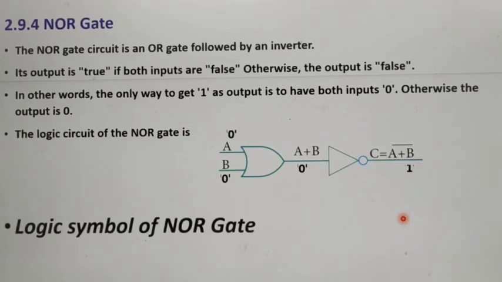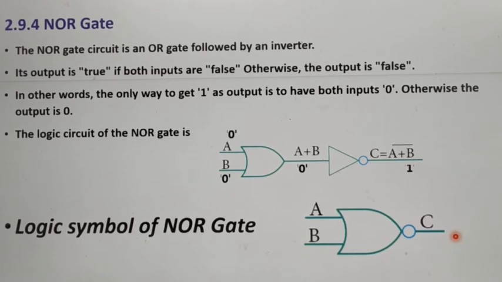Next we can see the logic symbol for NOR gate. In the symbol, first we have to put this OR gate. Instead of this NOT gate, we have to put a bubble here, which is the logic symbol for NOR gate.